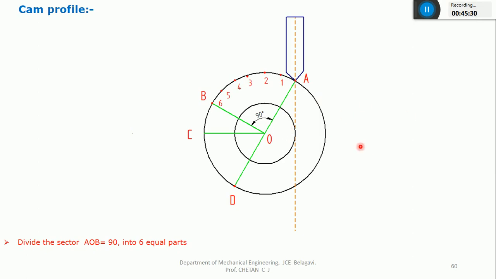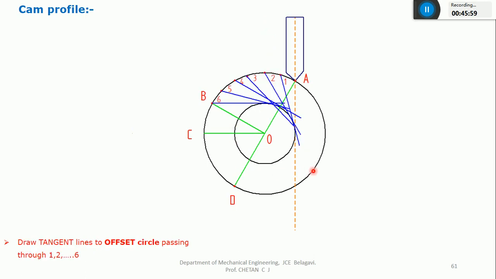There is a slight difference in this method. You can see the follower axis is offset, a tangent to this offset circle. So it means you have to draw the tangent from point 1 to this offset circle. From this point, just draw one line which has to be tangent to this offset circle like this. You can see here the blue color lines. This is the line which is coming from point 1 and is tangent to this offset circle.